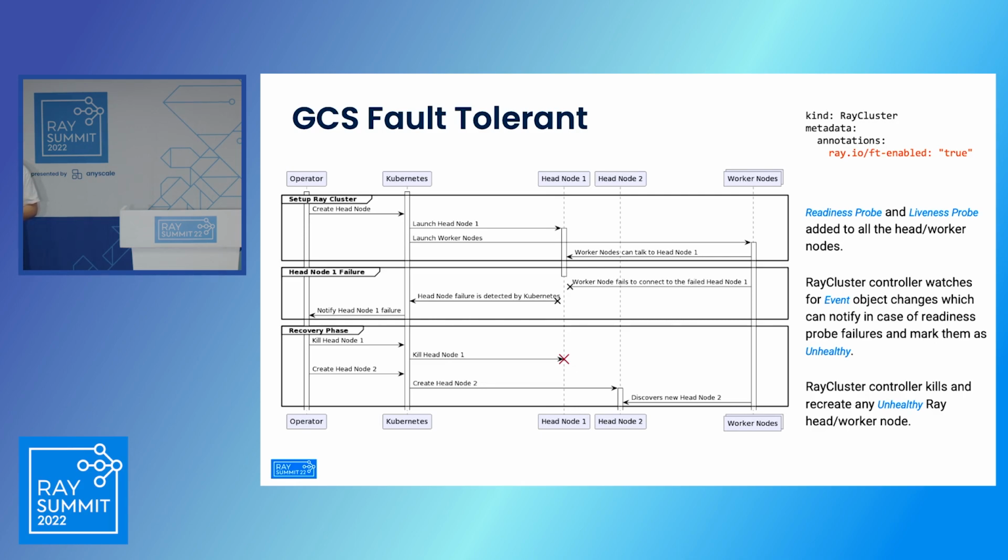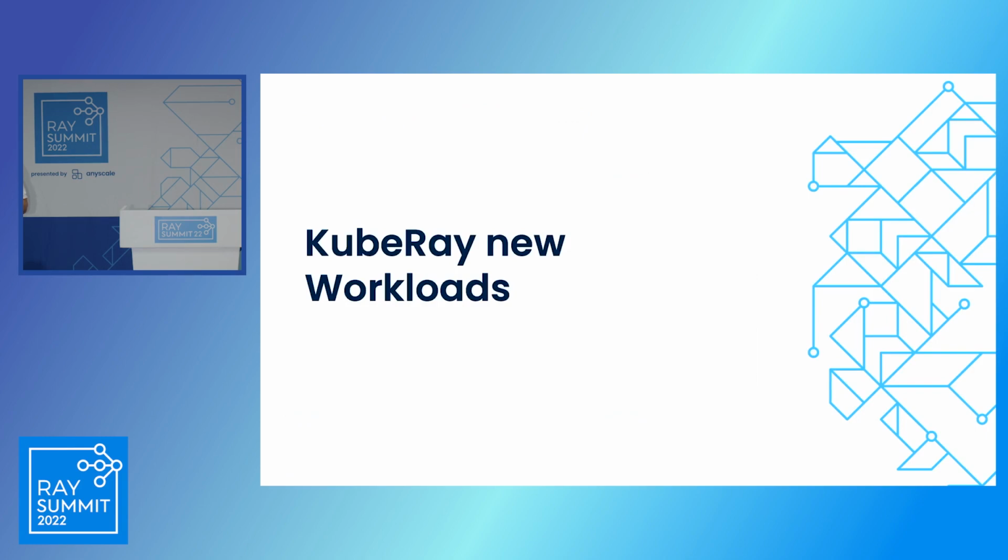Your data won't be lost, because if you enable the highly available backend, then the GCS becomes stateless. So all your cluster data is still there. That's a very big improvement to Ray cluster stability. So those are the 2 major features we delivered.